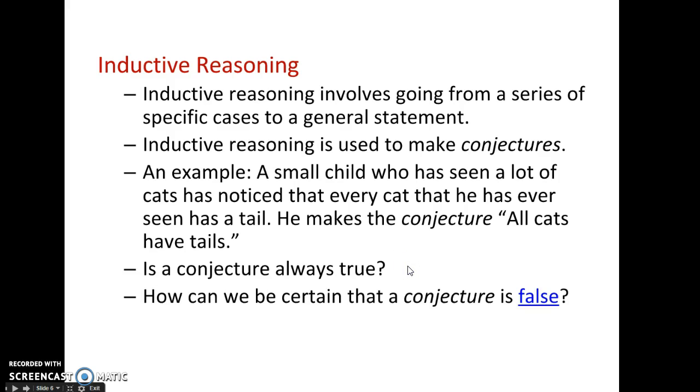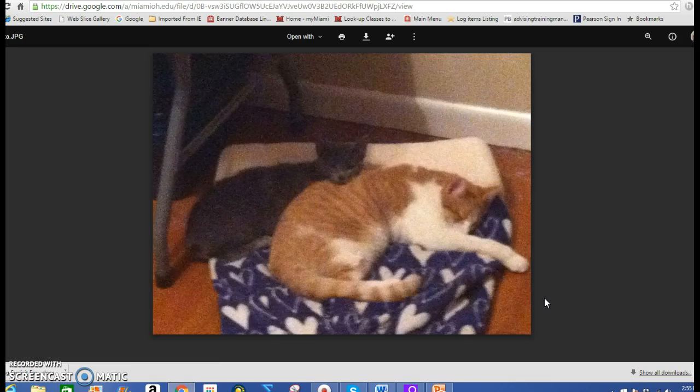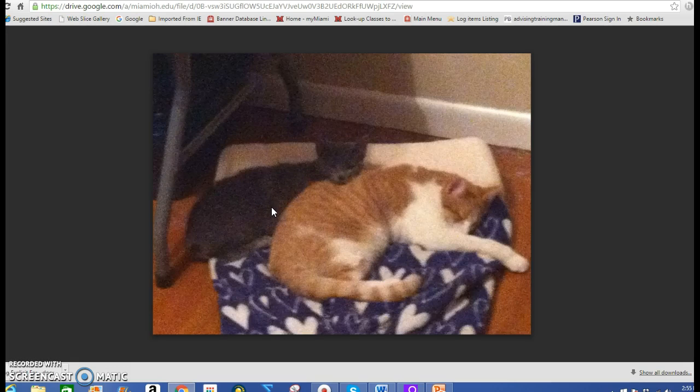When we talk about conjectures, there is a way that we can be certain that a conjecture is false, that we know without a doubt a conjecture is false. So right here is what we call a counterexample, which is essentially an example that says, hey kids, sorry, but that's not a true conjecture. Not all cats have tails.